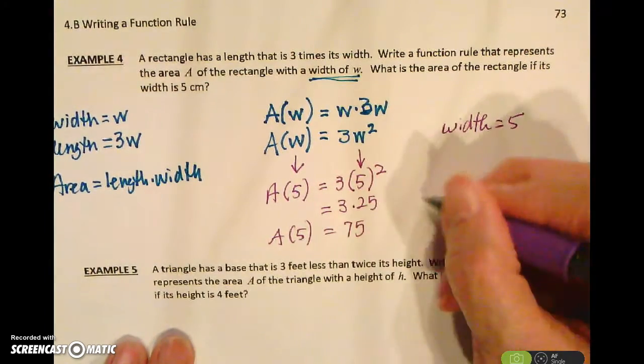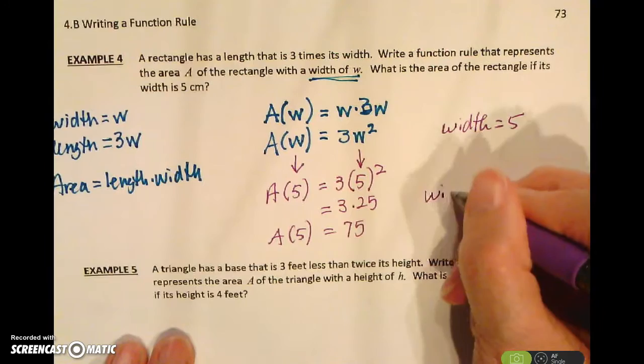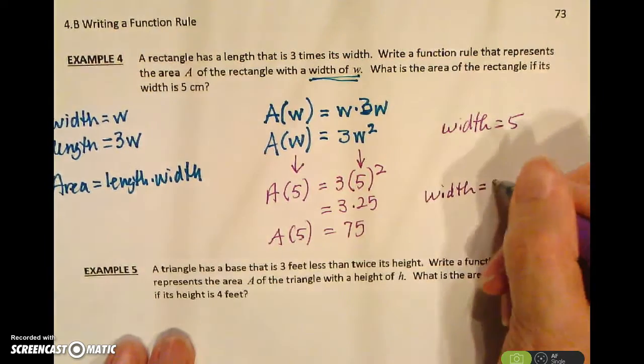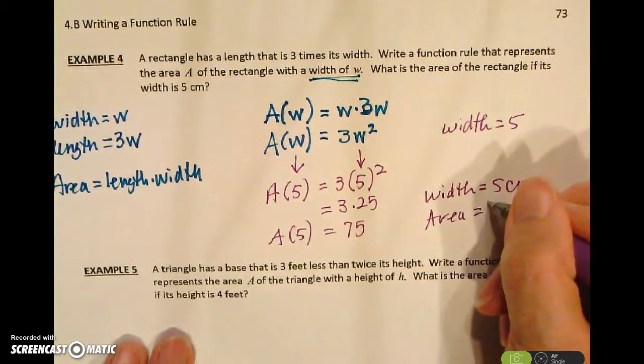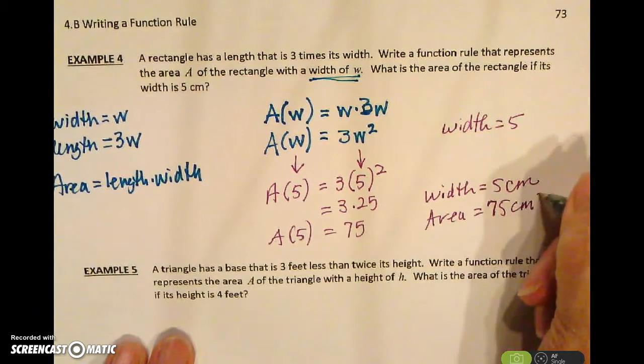So this tells me that when the width is equal to 5 centimeters, the area is going to be equal to 75 centimeters squared.